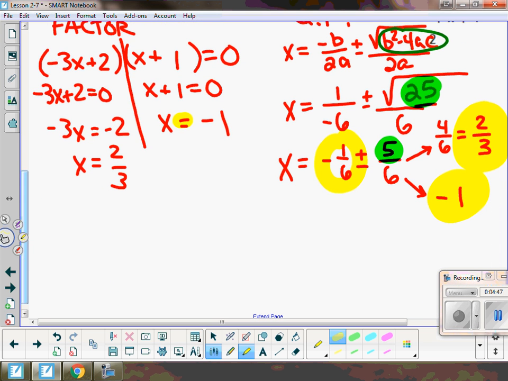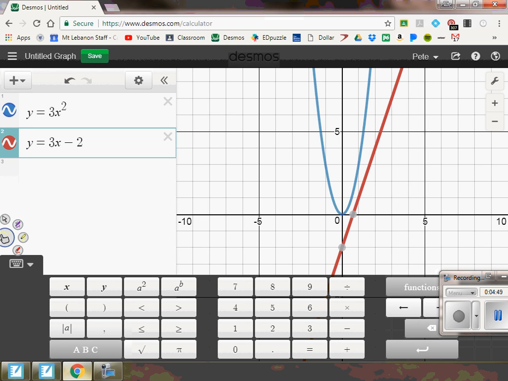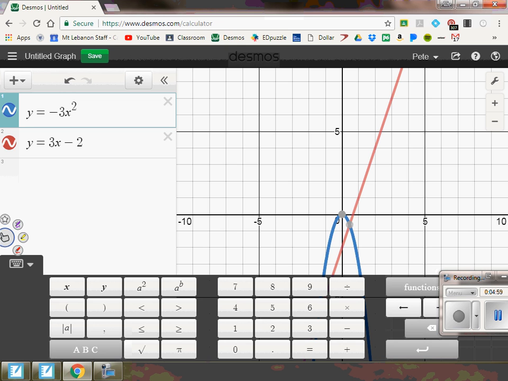On Desmos, tell me what the two equations were. What was the first one? Faster. 3x squared. Okay. Is that right, everybody? Negative 3x squared minus x plus 2. That was the first equation. What was the other one?